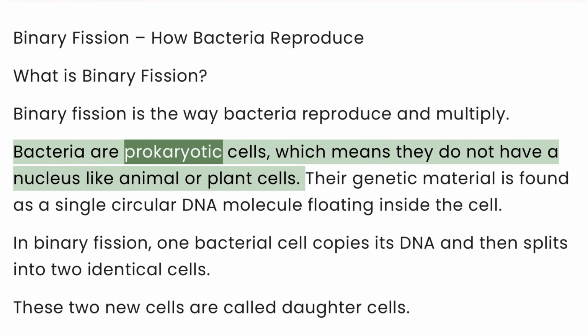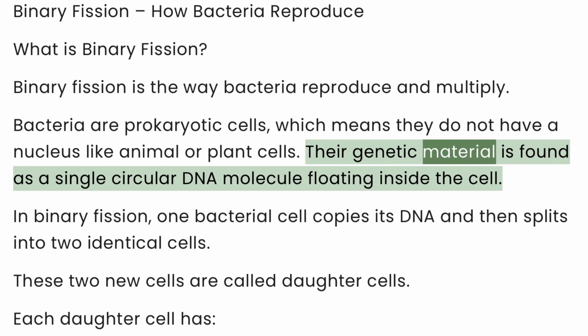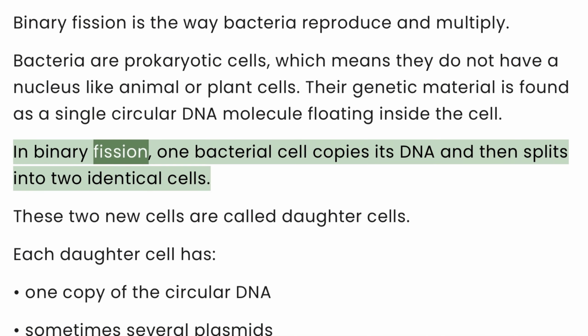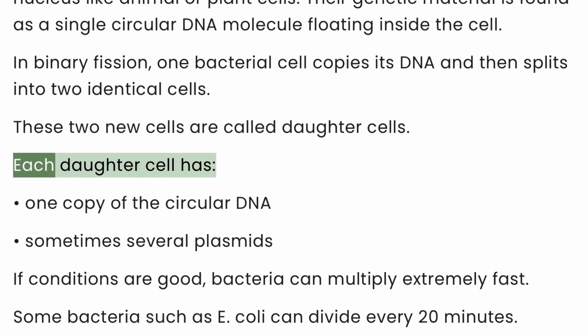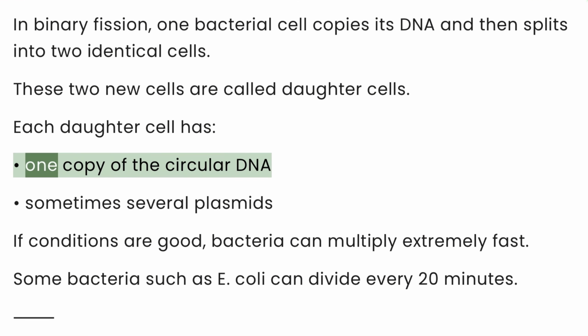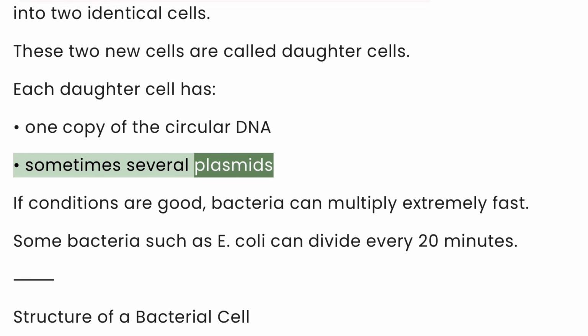Bacteria are prokaryotic cells, which means they do not have a nucleus like animal or plant cells. Their genetic material is found as a single circular DNA molecule floating inside the cell. In binary fission, one bacterial cell copies its DNA and then splits into two identical cells. These two new cells are called daughter cells. Each daughter cell has one copy of the circular DNA, sometimes several plasmids.